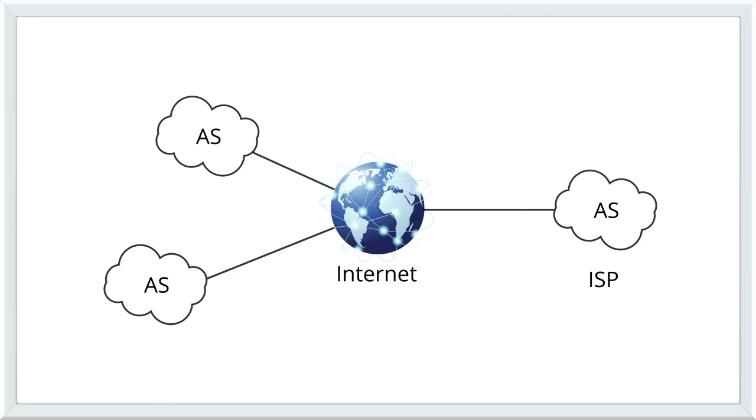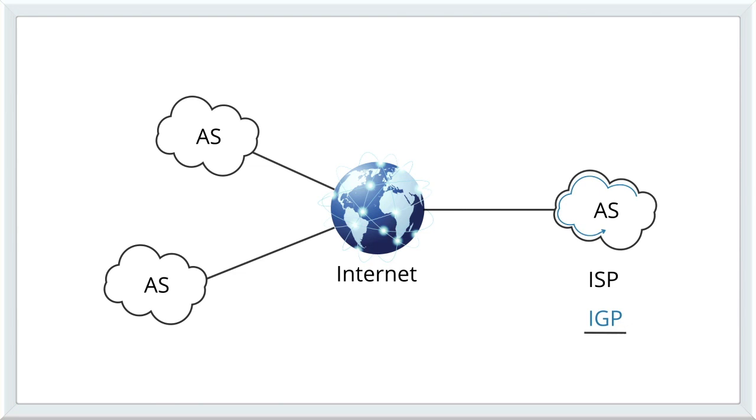Now, the routing protocol scope identifies boundaries where routing information is shared. An interior gateway protocol, or IGP, is a routing protocol that is used within an autonomous system. So within your private network, you would run a routing protocol to share internal routes. This is an interior gateway protocol.